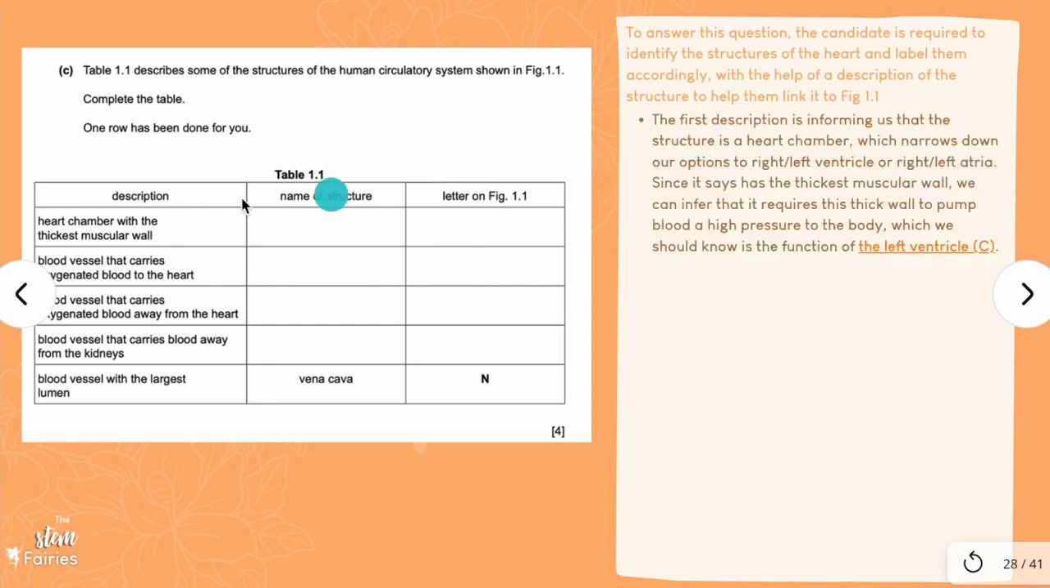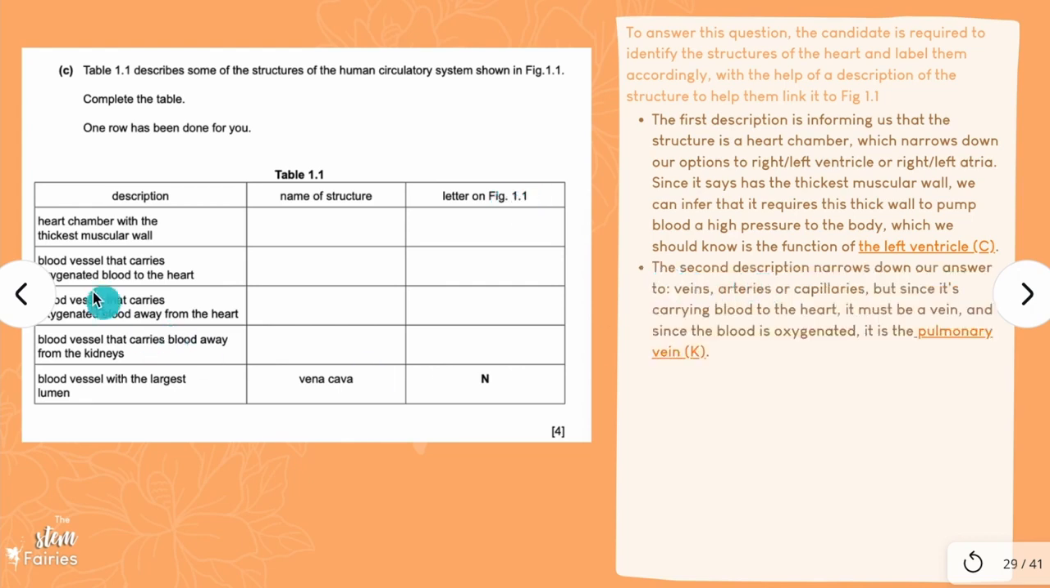The first description, heart chamber with the thickest muscular wall, is informing us that the structure is a heart chamber. This narrows down our options to right or left ventricle or right or left atrium. Since it says it has the thickest muscular wall, we can infer that it requires this thick wall to pump blood at high pressure to the body, which we should know is the function of the left ventricle. The left ventricle corresponds to letter C on figure 1.1.